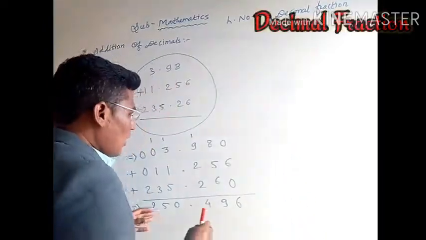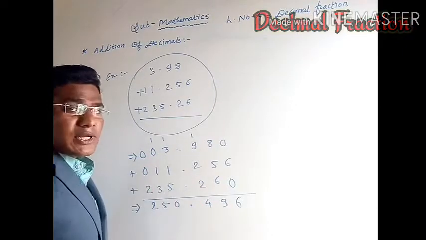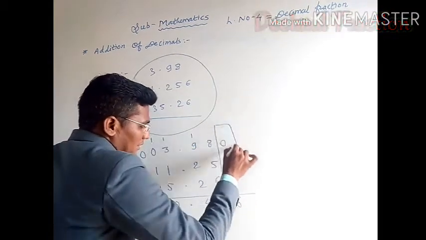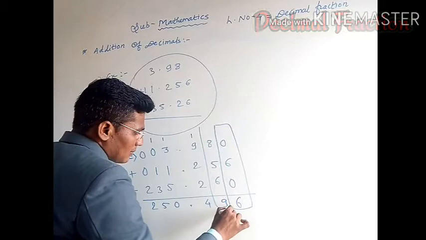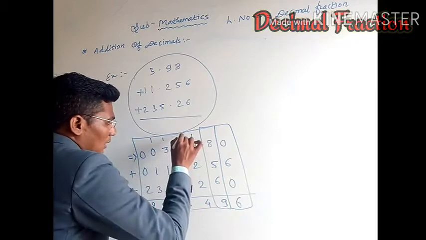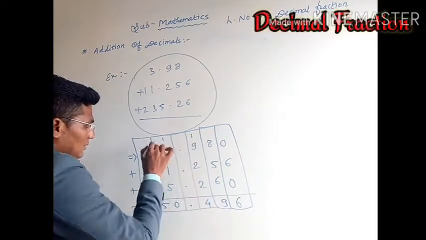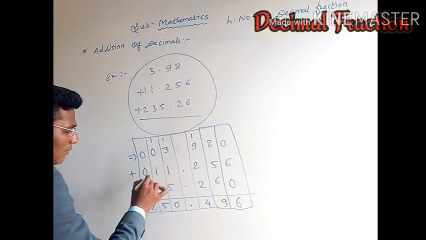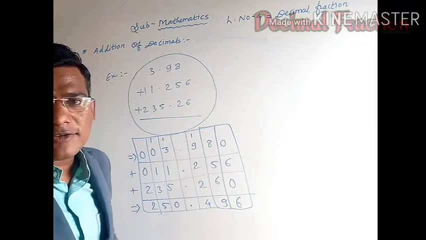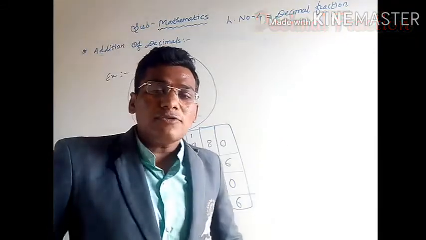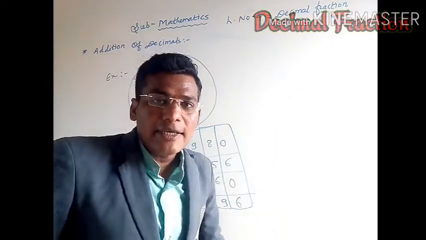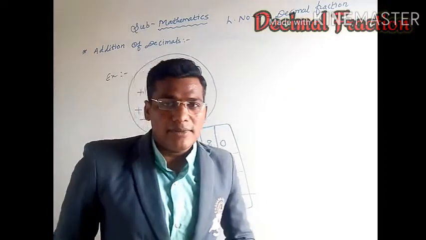Instead of arranging the numbers this way, you can arrange them in boxes, making a separate box for each digit. Separate them by using the boxes and you can solve it very easily. Whichever method is easy for you, use that, and the rules will be the same for the boxless method and the box method. Okay, this is for addition of decimal numbers.